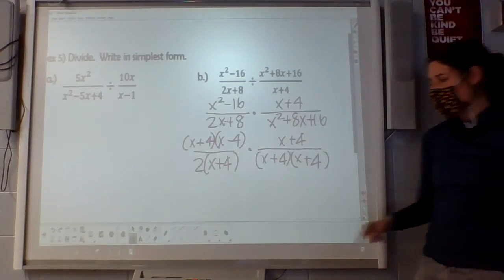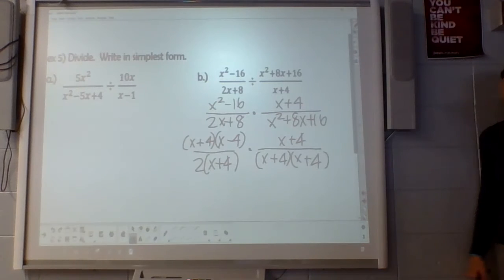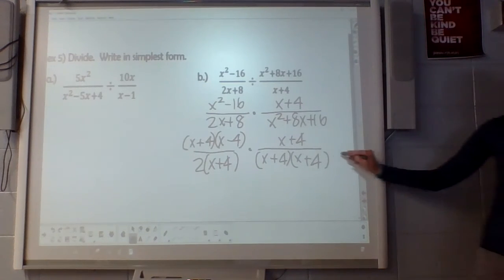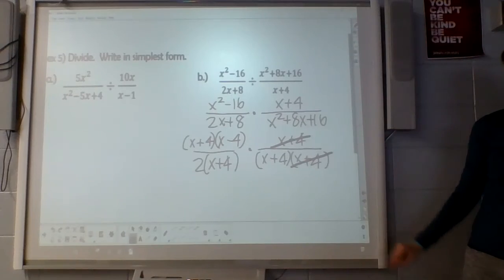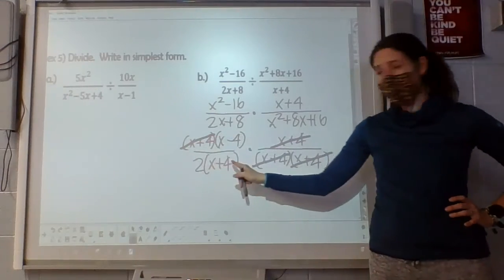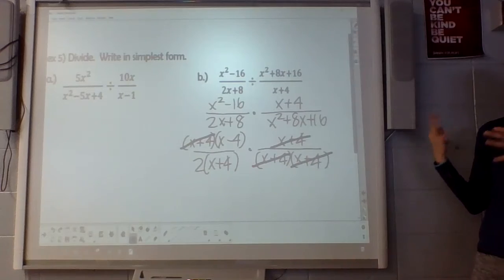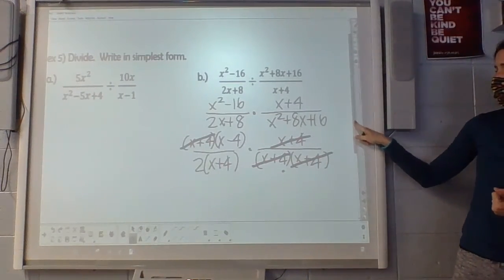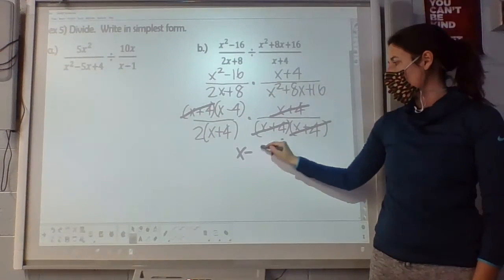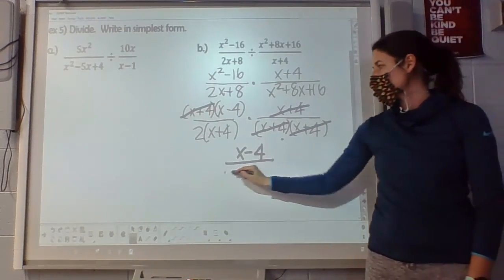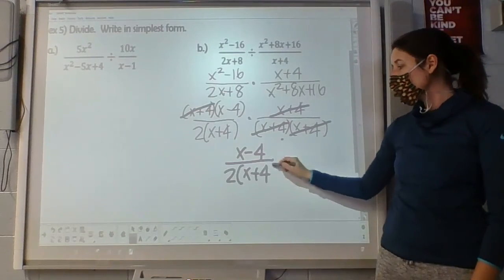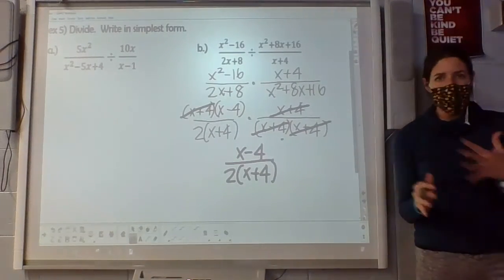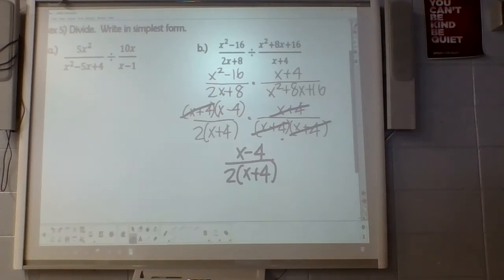So we want to be careful that we only cancel the exact same thing. So the x plus 4 can cancel, but there's still another one left, and that's okay. But these are opposites of each other. They don't get to cancel. So we're left with x minus 4 on top, and then 2 times x plus 4 on the bottom. Now, had you canceled a different x plus 4, that's fine. It's still x plus 4 on the bottom. That makes sense? Does anyone want other examples of these? Or are you feeling okay? I mean, as okay as you can be.